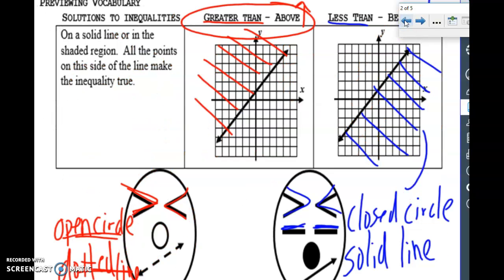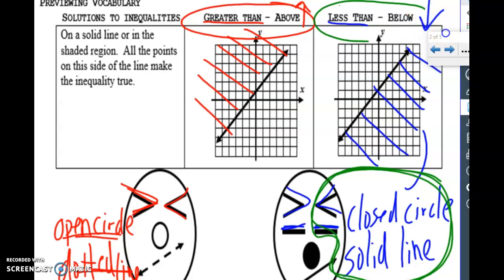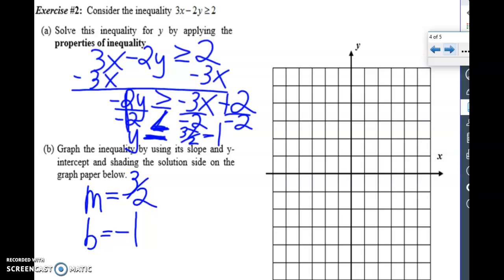So let's go back to those pictures. When it was less than or equal to, it was a closed circle and a solid line. All right, so that's more traditional. And less than meant that we shaded below the line. Okay, so maybe let's make some annotations to remind us that this is going to be a solid line that is shaded below.